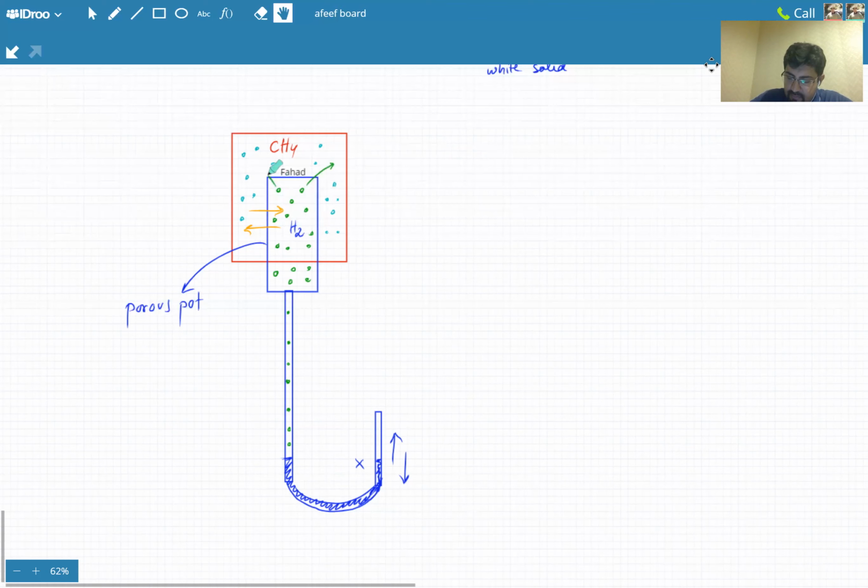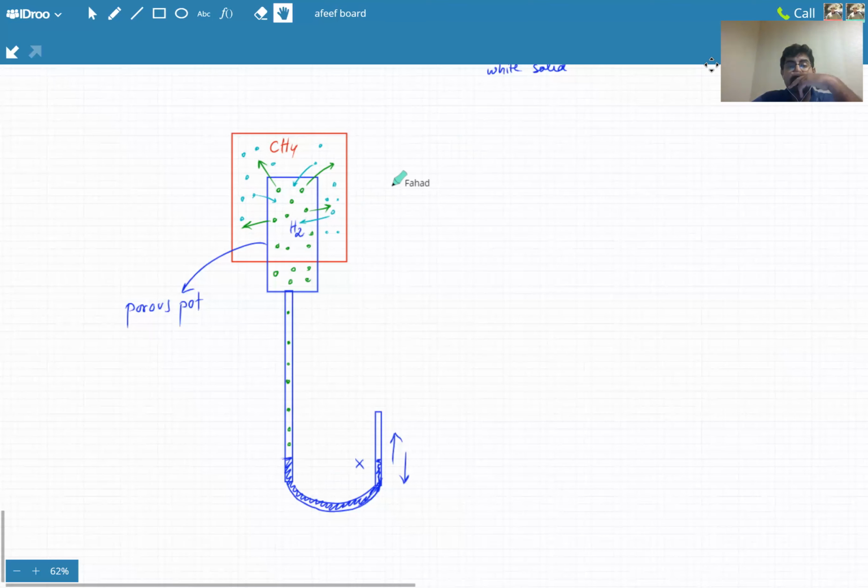So they're going to try and move outside, right? The green ones are going to try and move outside. And what about the blue ones? Where would the blue ones move? They're going to try and go inside. So the blue ones are going to try and travel inside. Who's going to diffuse faster? H2, so that means hydrogen.